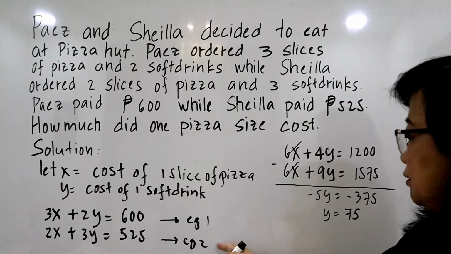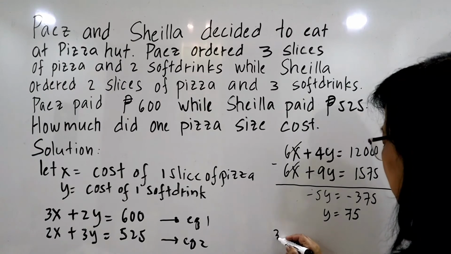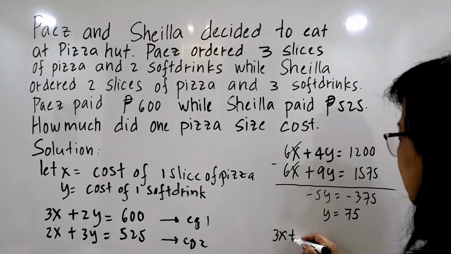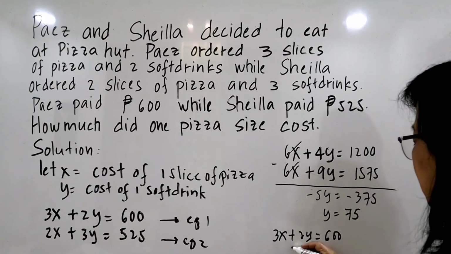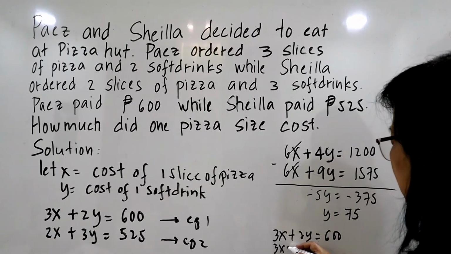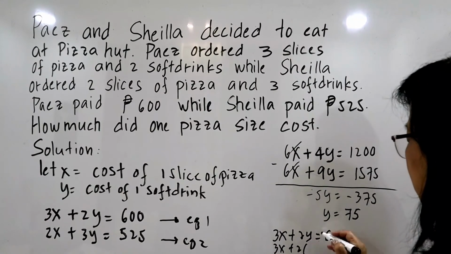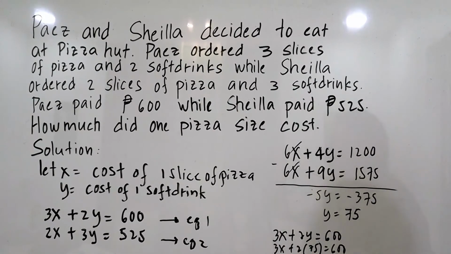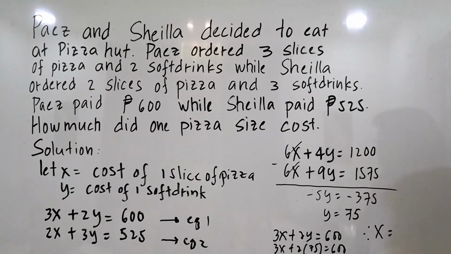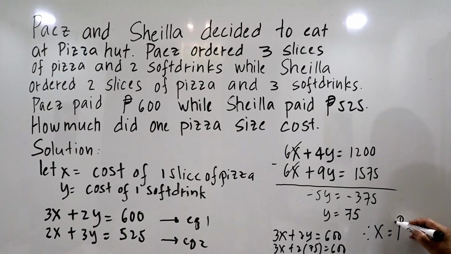So, we can substitute in any of the equations. For example, the equation 1, 3x plus 2y is equal to 600. 3x plus 2 times y, which is 75, is equal to 600. X therefore is equal to 150 pesos per slice. This is the cost of the pizza, one slice of pizza.